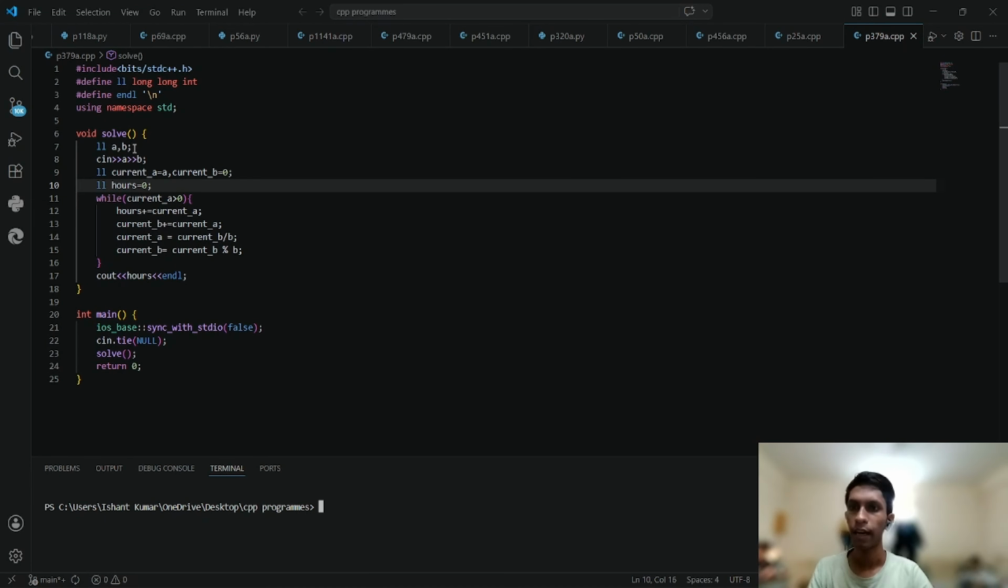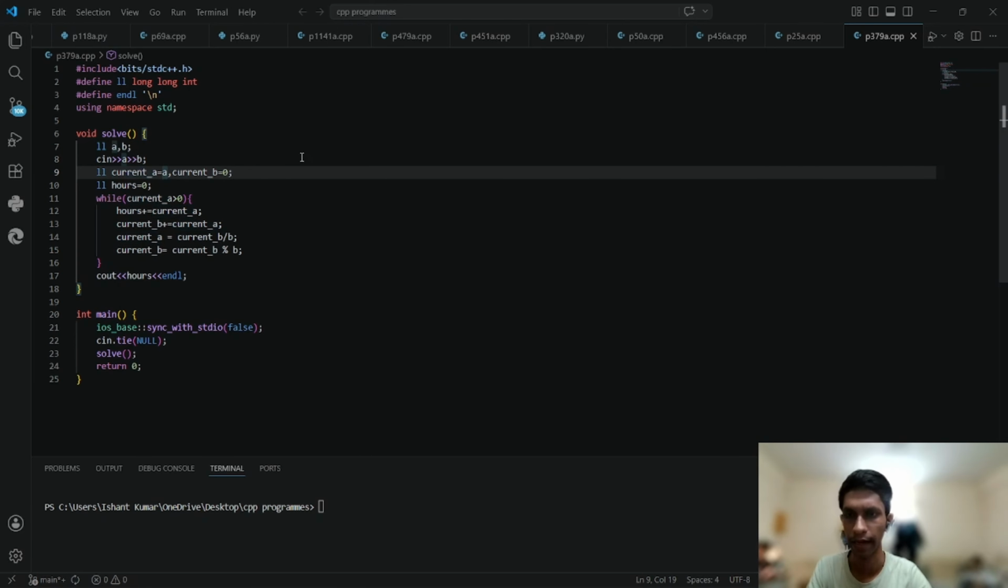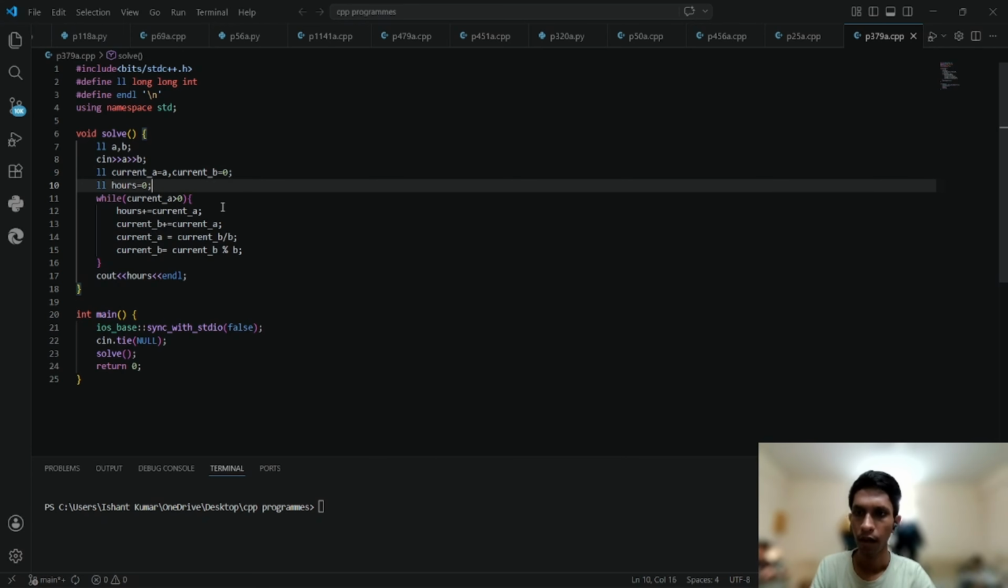So here I've taken A and B, which was given as input. I've initialized current A, the current number of candles, as A, and the current number of burnt candles as 0. Initially, the current number of hours will be 0. And as I've mentioned earlier, the iteration should last until and unless the number of candles becomes 0 or it should become a negative integer. As soon as we enter the iteration, the number of hours will increment by the number of current candles.